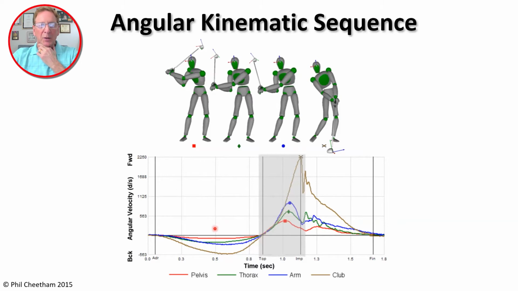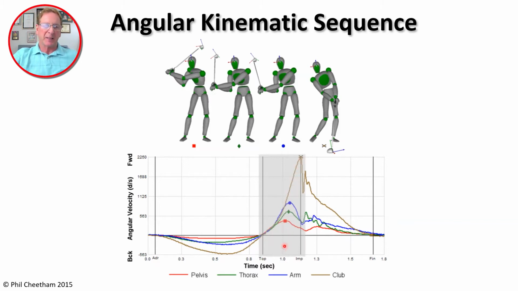Apologies. So let's follow the red curve. You can see that the red curve accelerates, goes up, increases in speed, and then decelerates, and is decelerating as it hits impact. You can see also the green curve does the same thing, accelerates and decelerates. The blue curve, which is the arm, accelerates and decelerates. And finally, the club, which is the brown curve, accelerates all the way into impact.